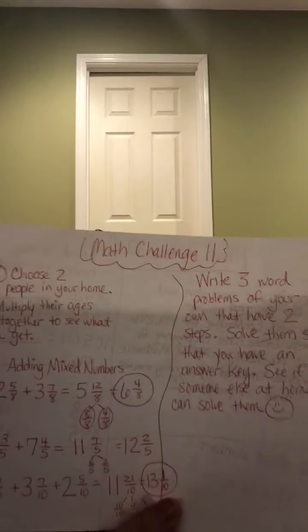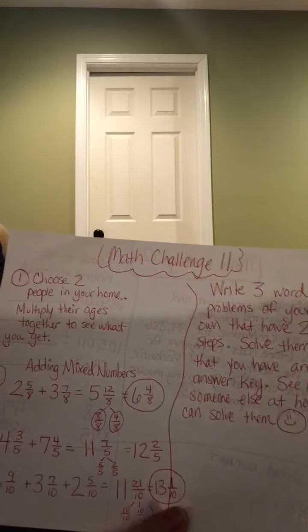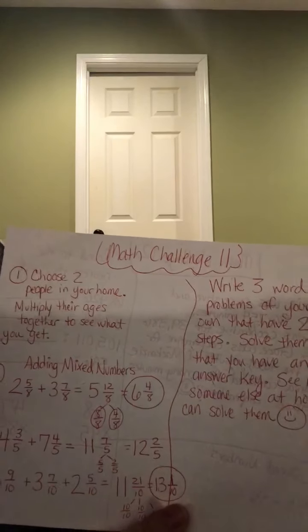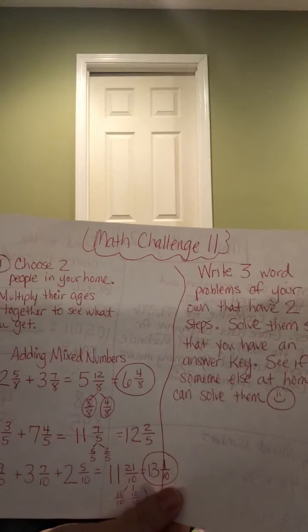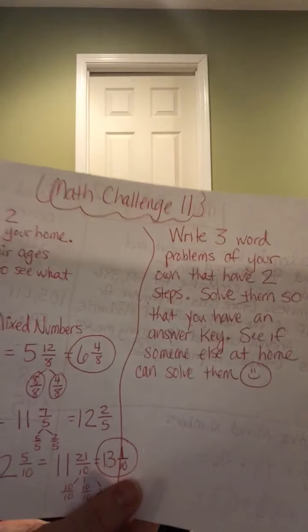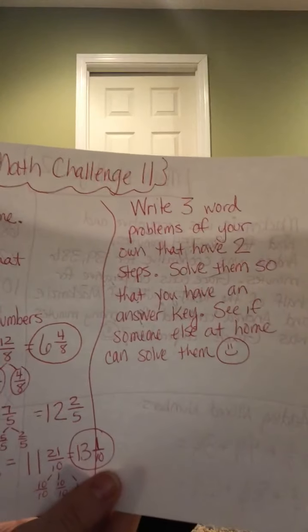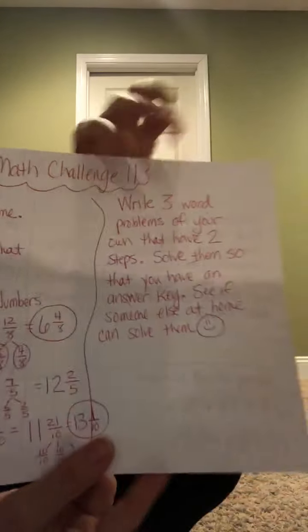Okay, and then lastly, you were supposed to come up with 3 word problems of your own that have 2 steps. So anything you wanted, as long as they needed to have 2 steps. And then solve them so that you have an answer key and see if there was anybody that you could get to solve them. Maybe a sibling, maybe a parent. See if there was anybody else who could try out your word problem and see if they got the same answers that you got. Okay?